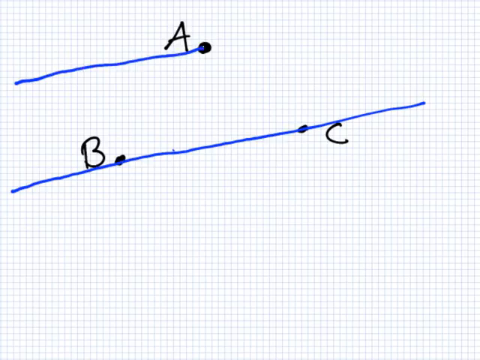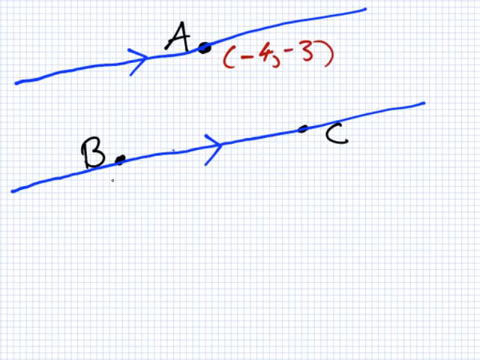So line goes through BC, and this line goes through A, and it's parallel to BC. Okay? So I'll say that again. Line L, if you want to call it, goes through A, and it's parallel to the line that goes through BC. I'll give you the 3 points for A, B, and C. So A, we'll say, is (-4, -3). B is (5, 20), and C is (4, 17).